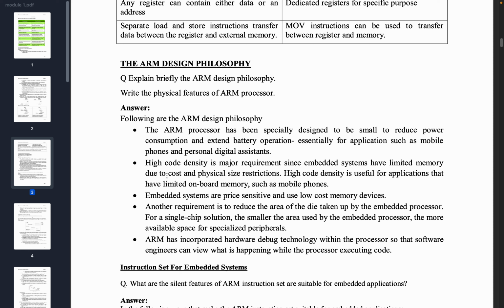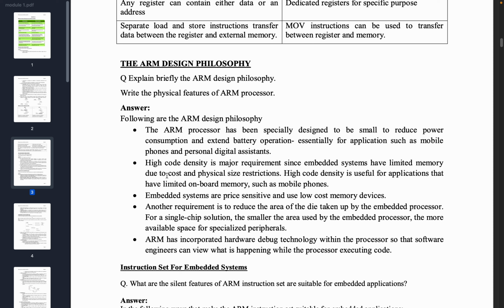Then the next point: embedded systems are price sensitive and use low cost memory devices. It is available cheaply, meaning you get it at a low price with the ARM design philosophy. Embedded systems are price sensitive, which means low cost memory devices.